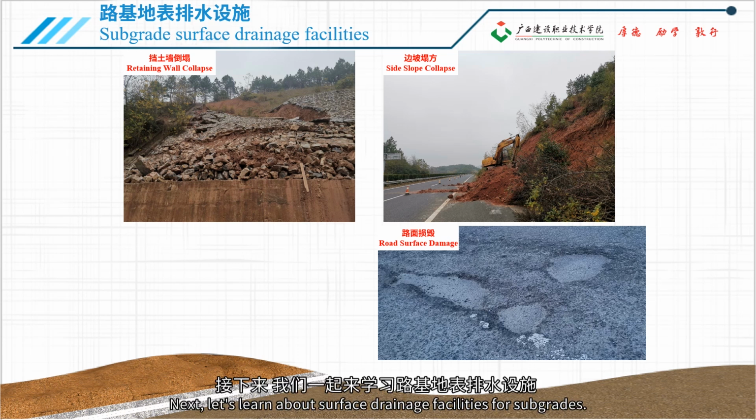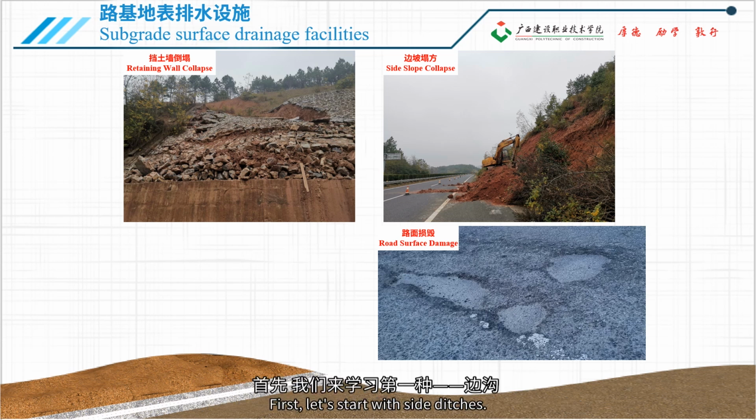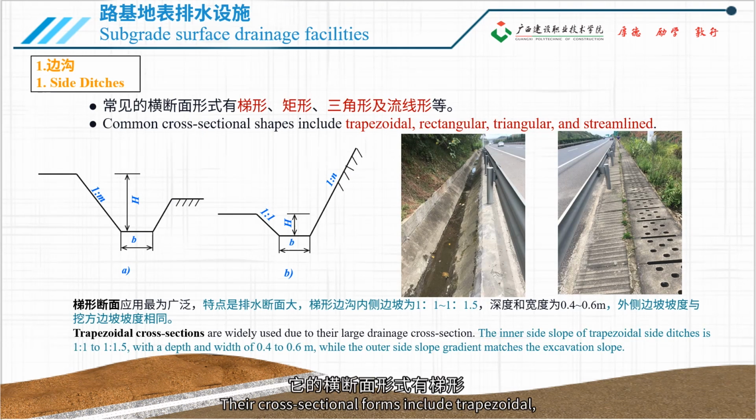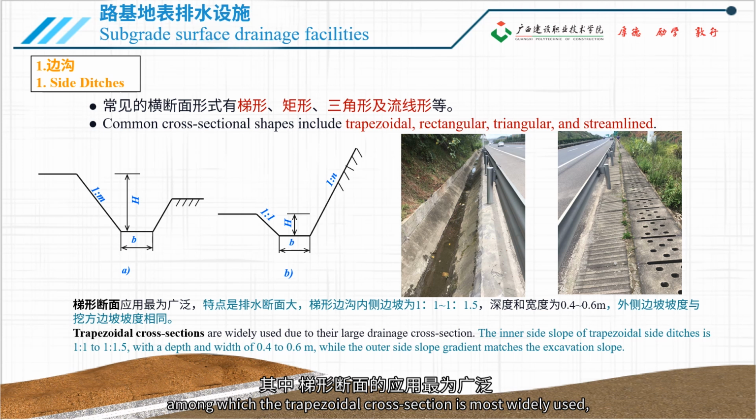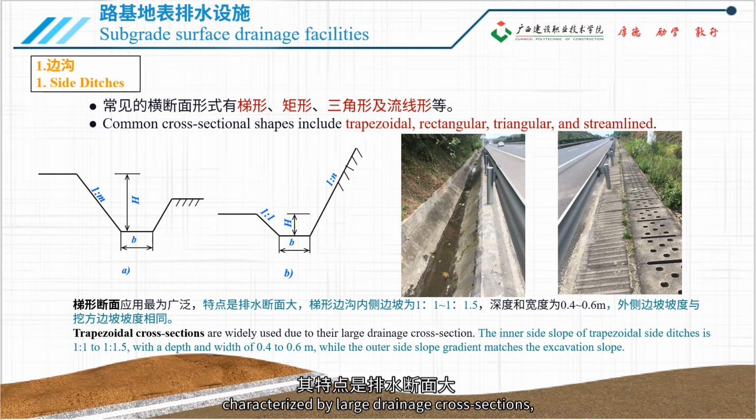Next, let's learn about surface drainage facilities for subgrades. First, let's start with side ditches. Their cross-sectional forms include trapezoidal, rectangular, triangular, and streamlined shapes, among which the trapezoidal cross-section is most widely used, characterized by large drainage cross-sections, and its inner side slope is between 1:1 to 1:1.5.